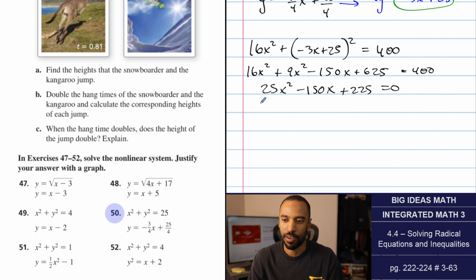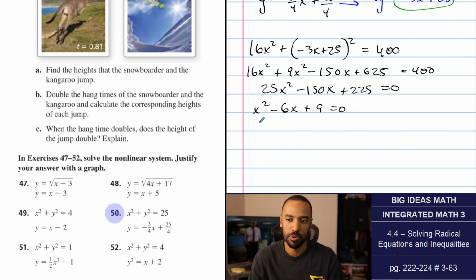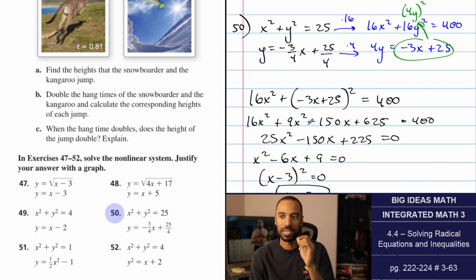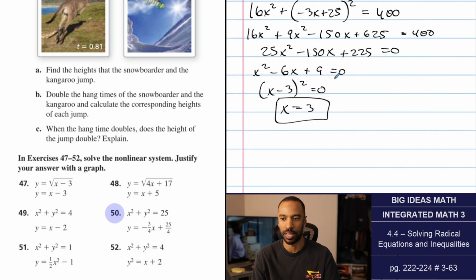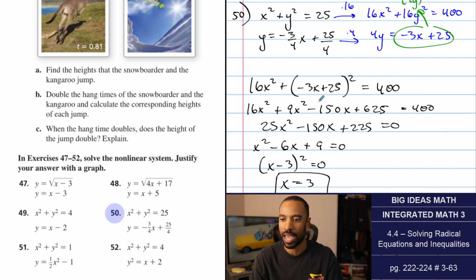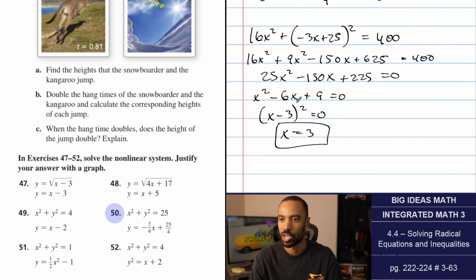These can all divide by 25, which is nice. So let's just divide by 25. You get x squared minus 6x plus 9. Hey, look at that. There's only going to be one x answer here. This factors to x minus 3 squared, and there's only x equals 3, right? Now, again, we didn't square something that wasn't originally squared in these equations, so this isn't extraneous or anything like that. So when we substitute that in for y anywhere you'd like, let's try it with the top one: x squared plus y squared equals 25.